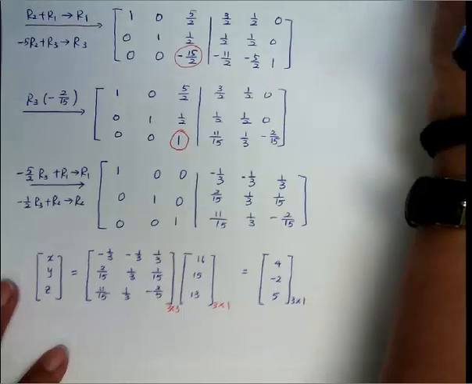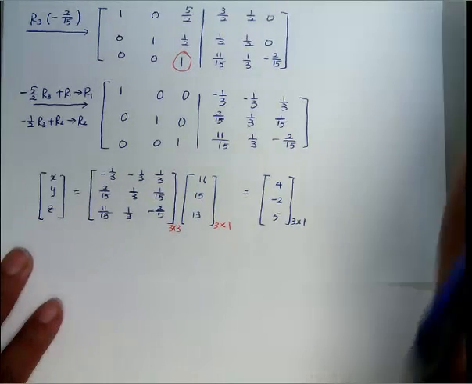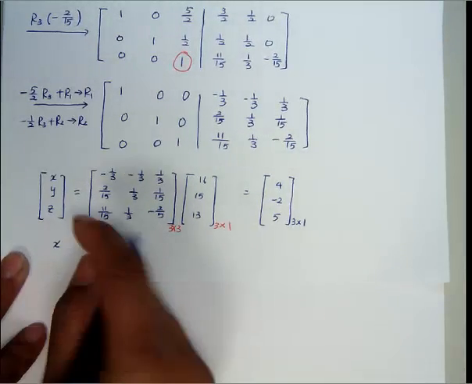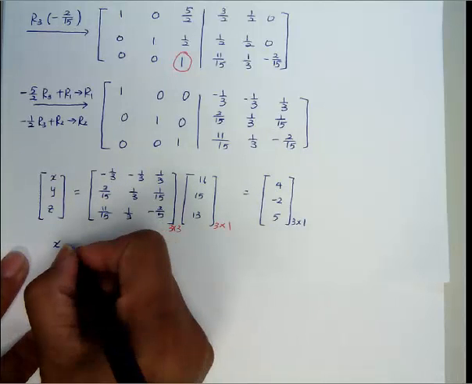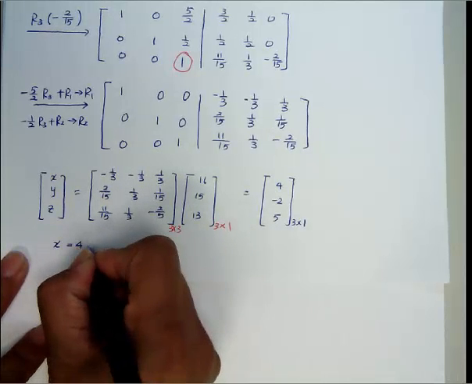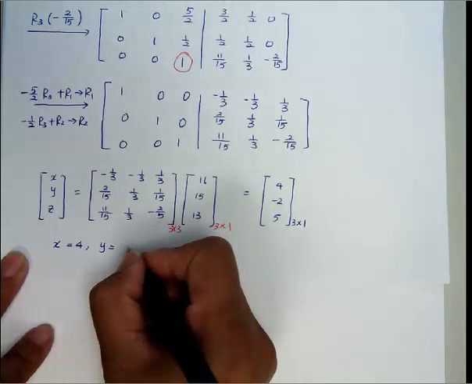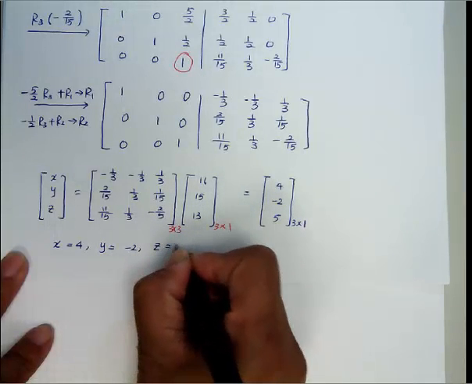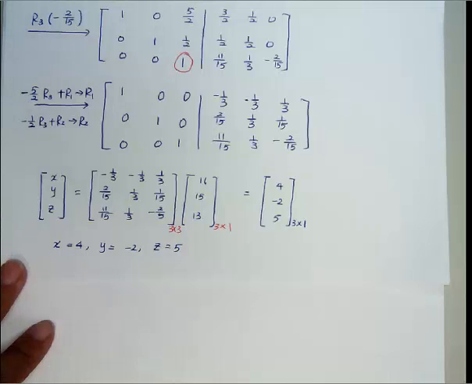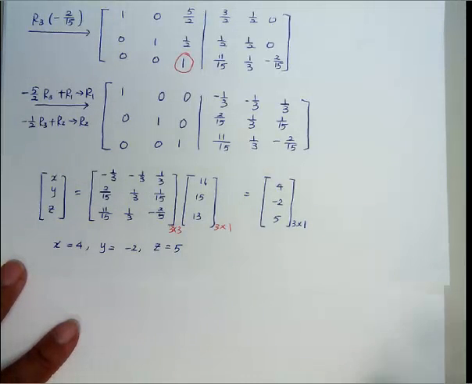From the matrix equality, we can know the corresponding position elements should be equal to each other, which means x equals 4, y equals -2, and z equals 5. So that is our solution. This is how we use the matrix equation to solve the linear system.